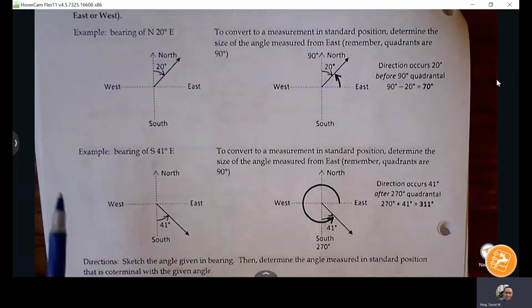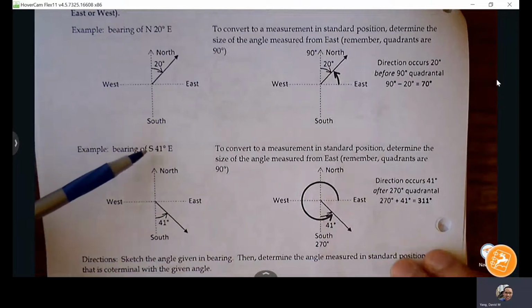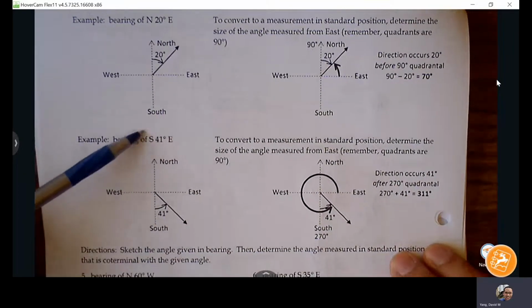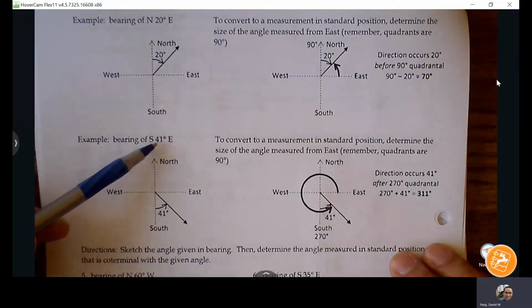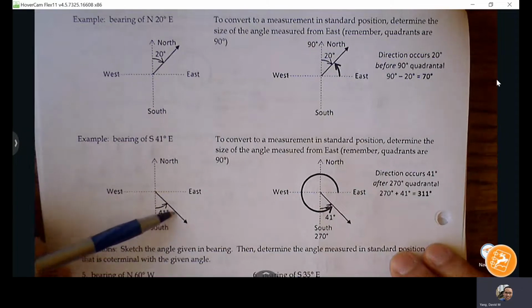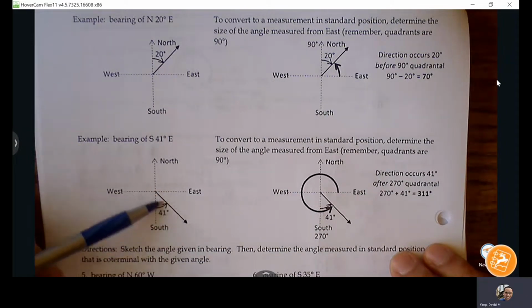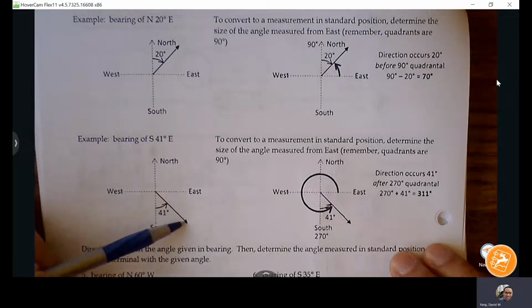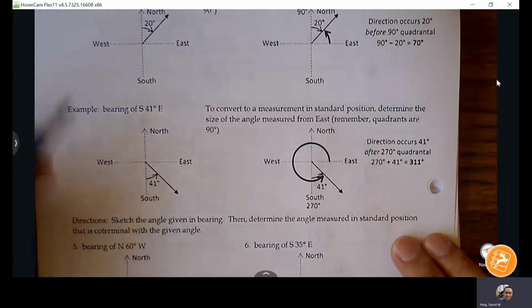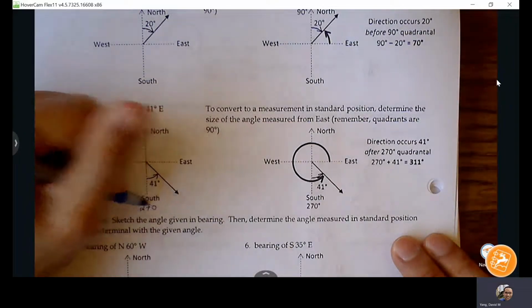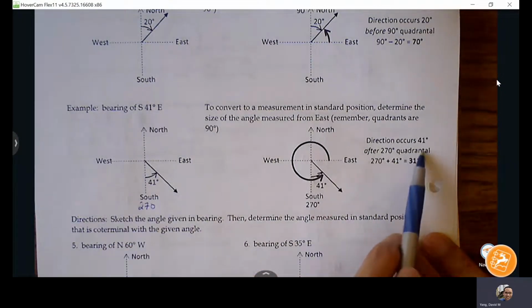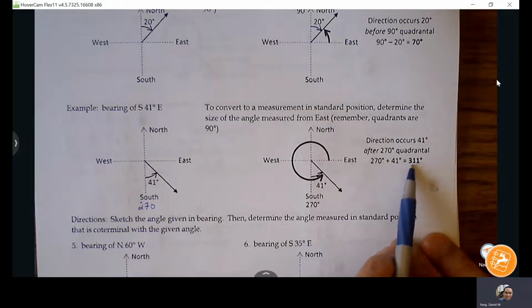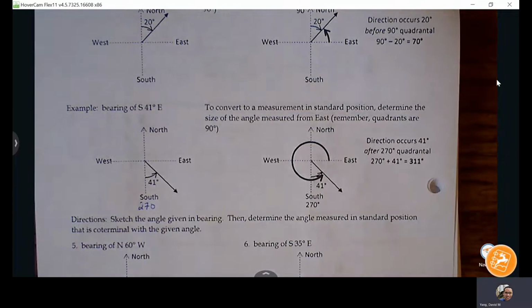Okay. All right. Second example, if I have bearing of south 41 degrees east, that means I'm going to start south. This is my quote unquote 0. And I'm moving towards the east 41 degrees, which is going to land me in the fourth quadrant. And if I know that I'm in the fourth quadrant, I know that this is just 41 degrees away from 270. So 270 plus 41 will give me a standard position that is consistent with what we expect from a fourth quadrant degree measure. Okay, does that make sense?